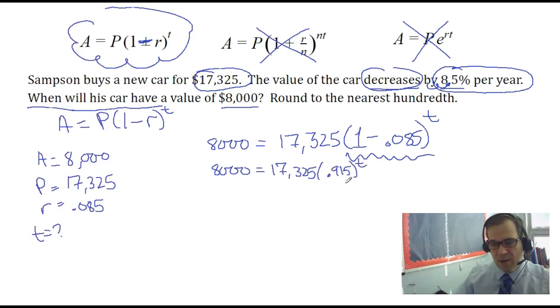to the t power. I'm going to want to get that t out of the exponent, so I'll have to switch to log form. But before I can do that, this whole part of things has to be isolated. So this 17,325, it's got to go. We have to get rid of it first. Since it's multiplying, I'm going to divide both sides by 17,325. This again looks like a job for my calculator.